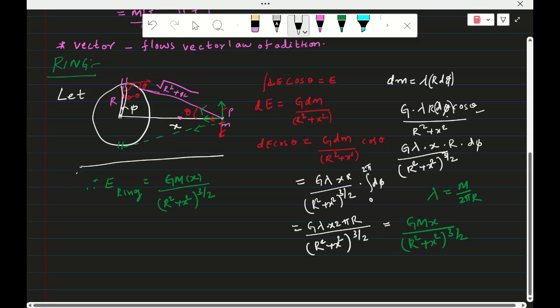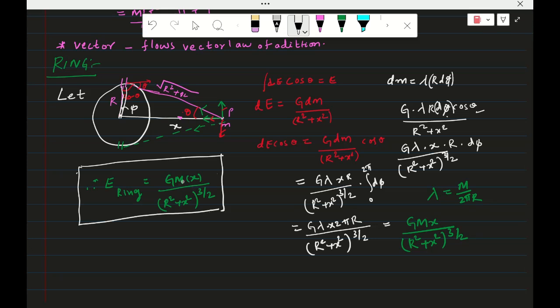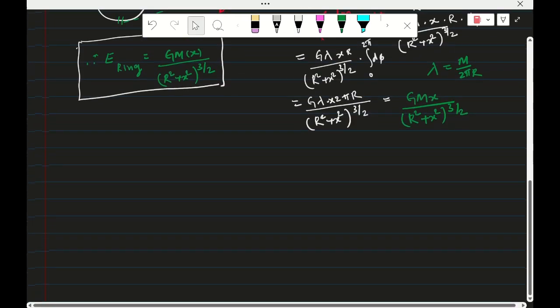Disk is a combination of small rings, right? So for the small element here, in the place of m we'll write dm, that is the field due to the small ring, and that will be integrated from 0 to r, and we'll get the disk also. The explanation for this is the same as in the electric field, which I have given there, you can check. So hereafter I'll write only the direct formulas.